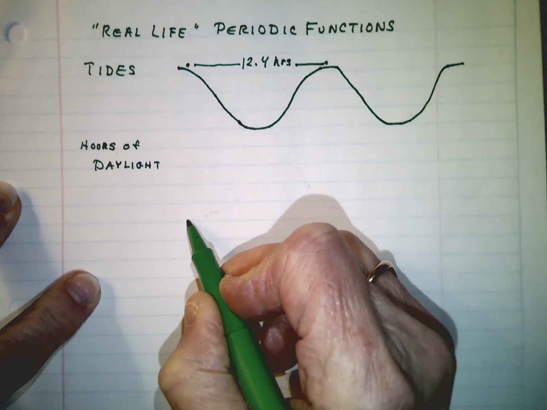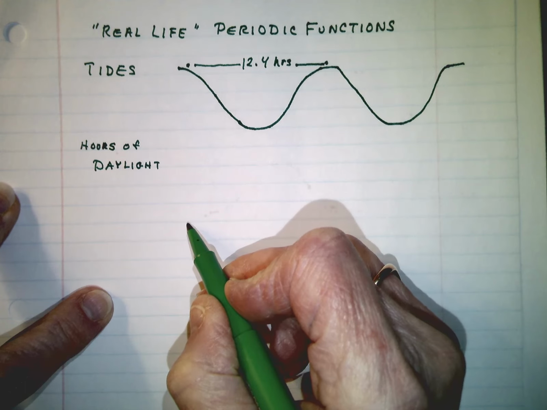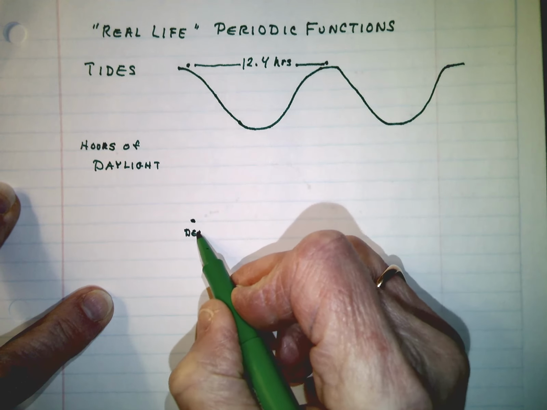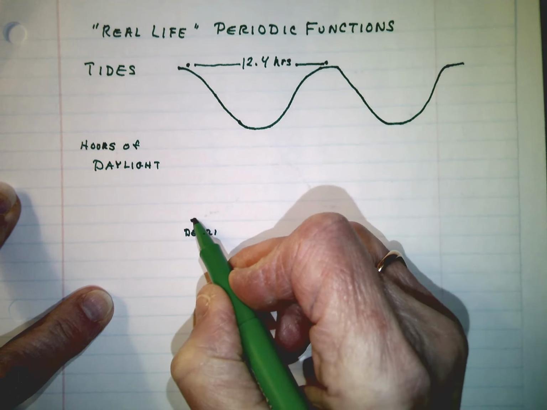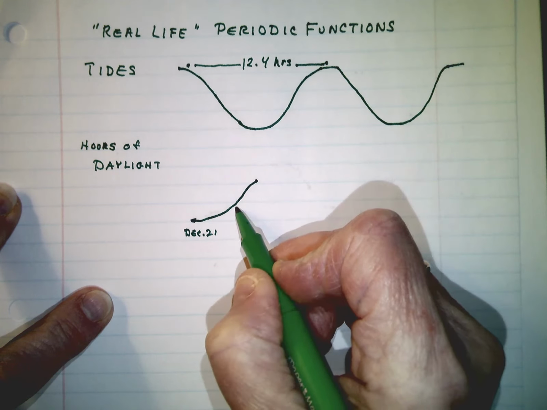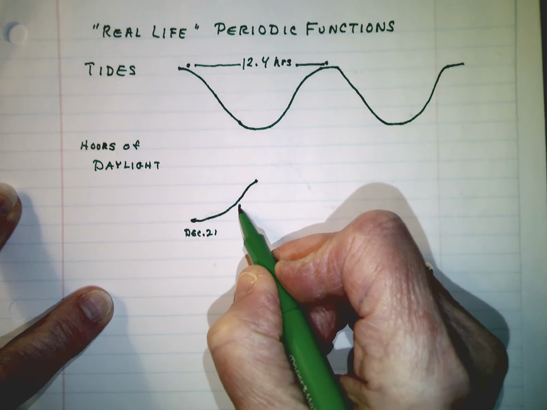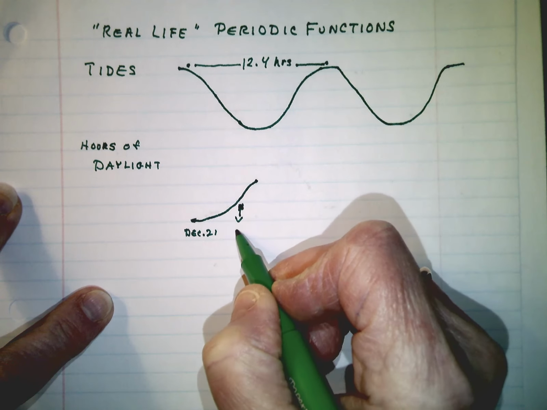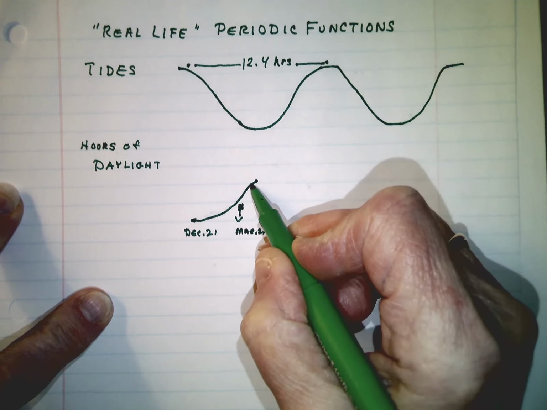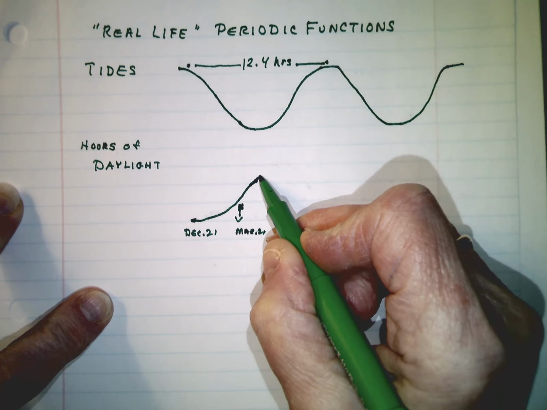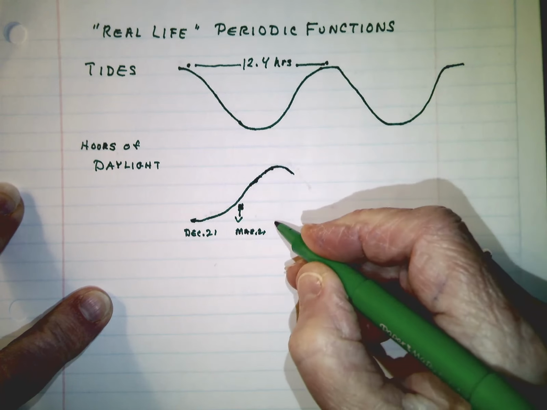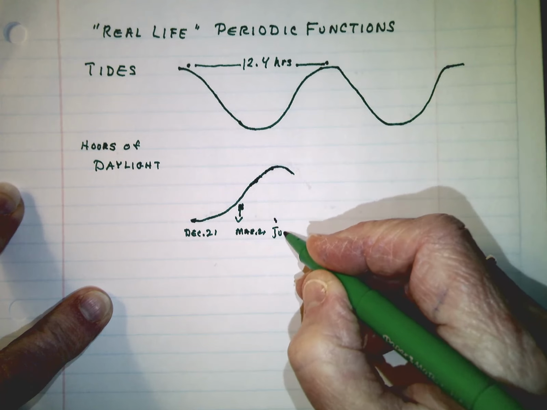In the northern hemisphere, we have our shortest hours of daylight right around December 21st. And then slowly we pick up minutes until we meet around March 21st. We have the equinox. And then we keep picking up minutes and minutes and minutes until we peak. Around June 21st is our longest day.